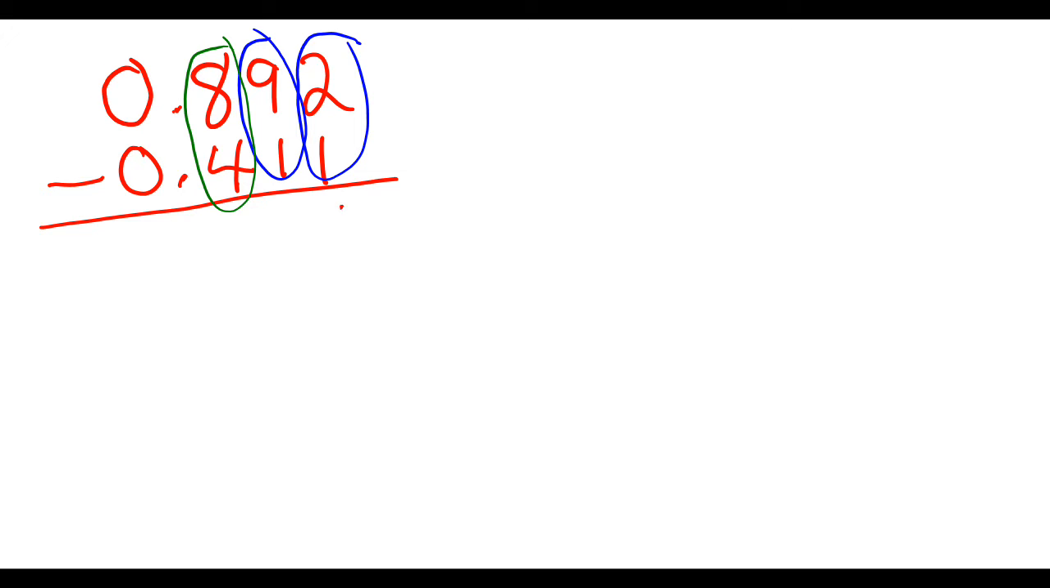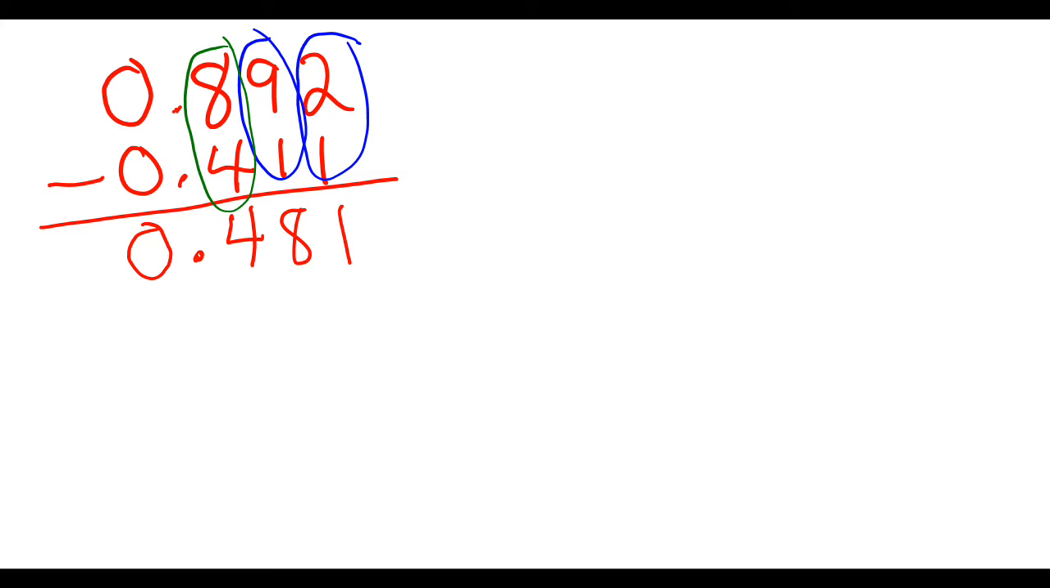And when I subtract them, I'm simply just going to do it as normal. So 2 minus 1 is 1, 9 minus 1 is 8, and 8 minus 4 is 4. And here's our decimal, and we don't have anything in the ones. And so that is our answer for a very simple question without any regrouping.